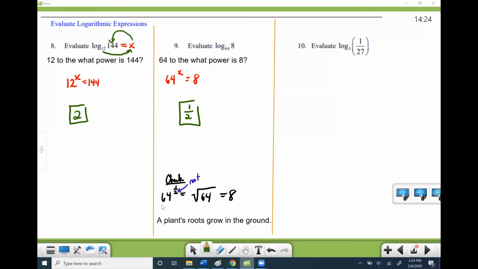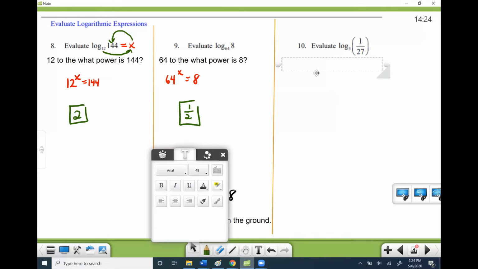Let's type out the question because I want you guys to be saying this question in your mind as soon as you see a log. 3 to the what power is 1/27? Man, they're just giving us all kinds of tricky ones today, huh?